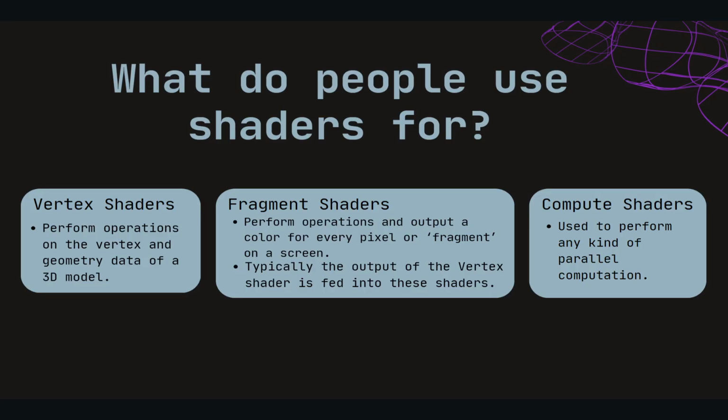So what do people use shaders for before we get into them? When people think of shaders, they typically think of vertex or fragment shaders in the rendering pipeline context. Vertex shaders in computer graphics perform operations on vertex data and geometry data of 3D models, like your cow 3D model or something. And fragment shaders take that data; usually the vertex shader's output is passed into the fragment shader's input, and they're used to compute color data for each pixel or fragment.